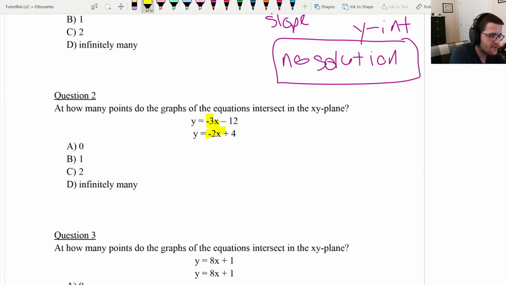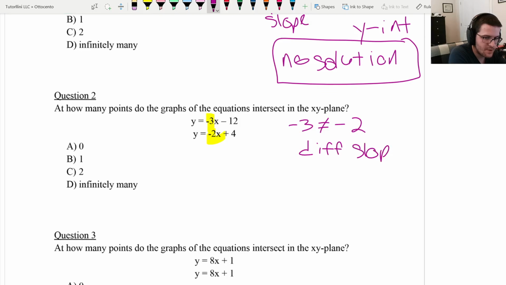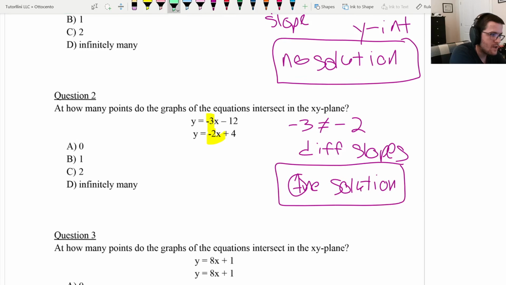So these guys right away, their slopes are not equal, so they have different slopes. As soon as we see different slopes, we know that we have one solution. So we're going to pick one point of intersection, which is answer choice B.